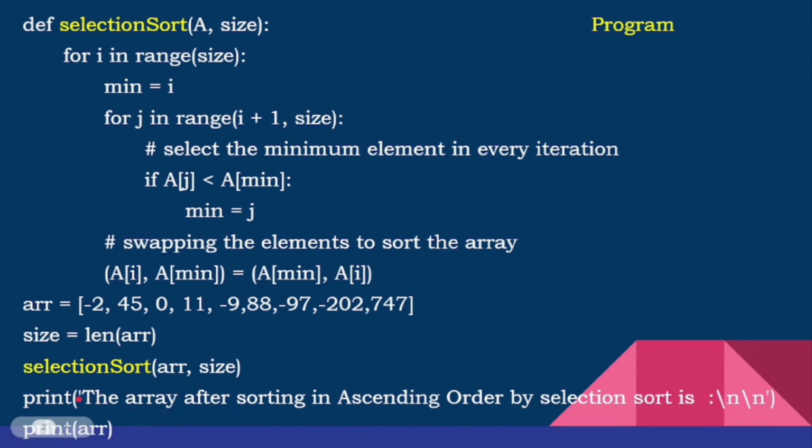So how to print it out? Print "The array after sorting in ascending order by selection sort is". I give some two new line spaces, to give some space after this heading, and then print of ARR. So now the array will be printed. That's all for the program of selection sort.